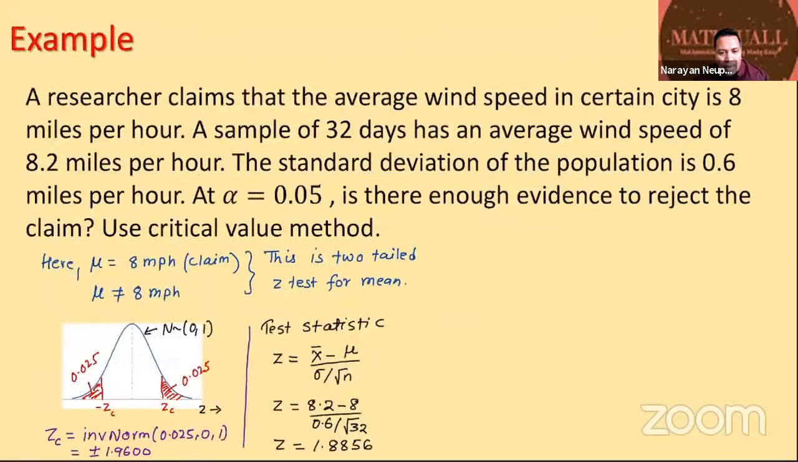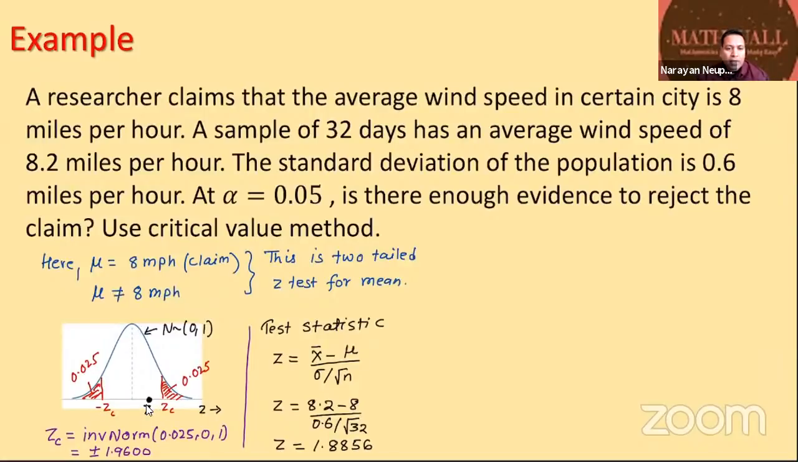Now, if you look at this value, Z equal to 1.8856, and Z critical is 1.96. Here the Z is 1.88, a little bit before that. So here is our test value. That dot represents the test value, Z. Now you can clearly see that this Z is in the acceptance region. It's not in that red rejection region. It is here in the acceptance region.